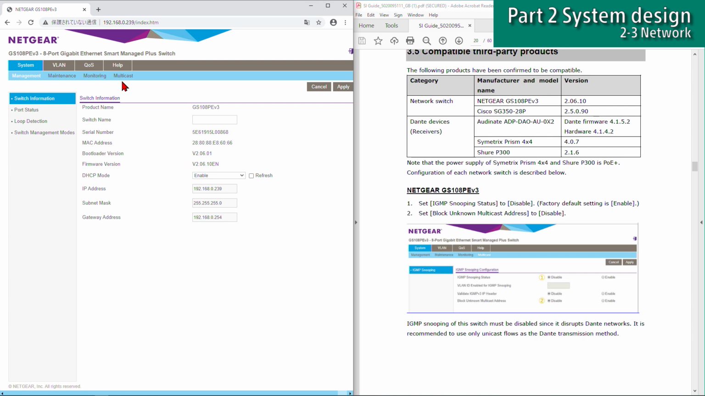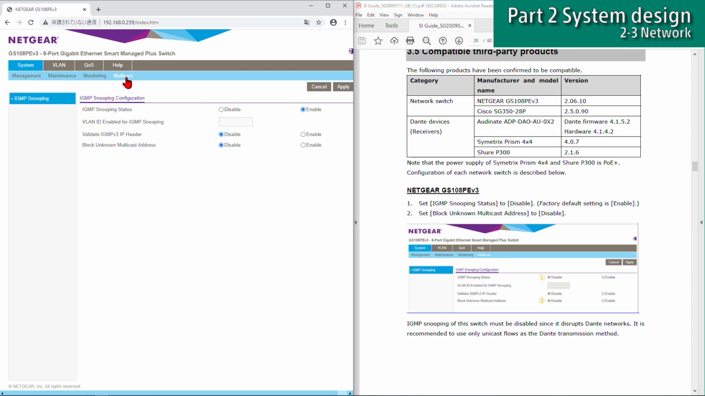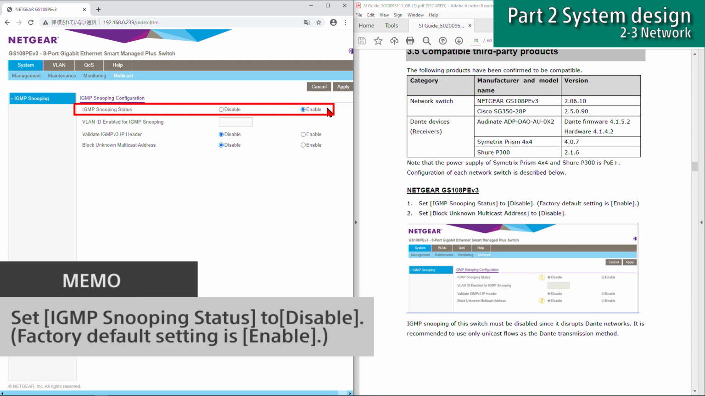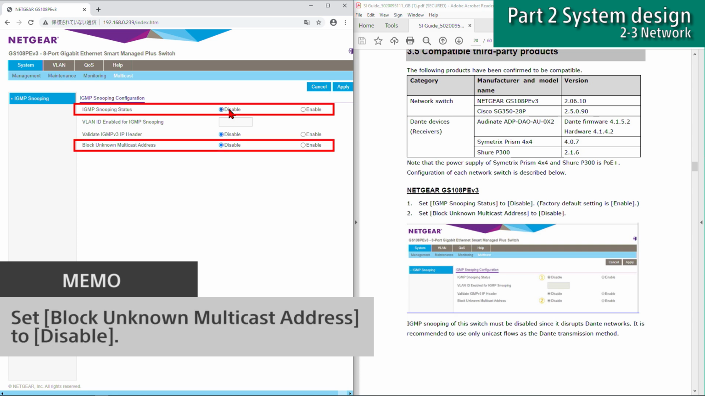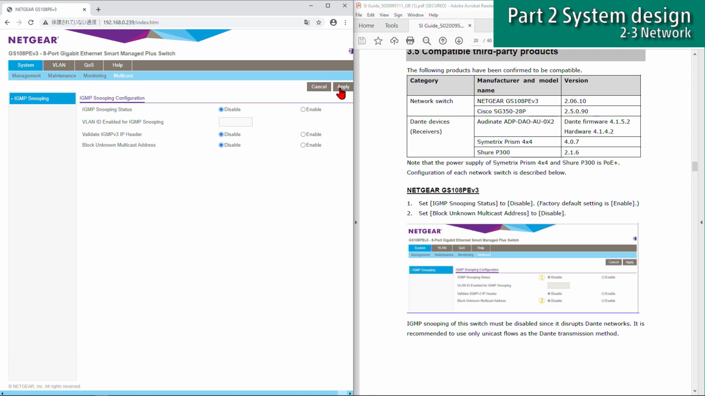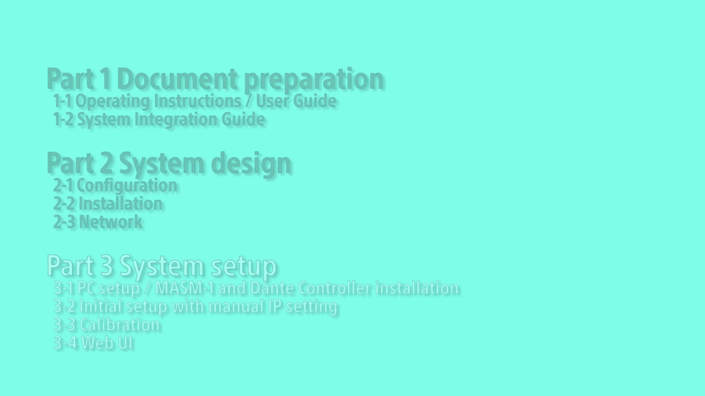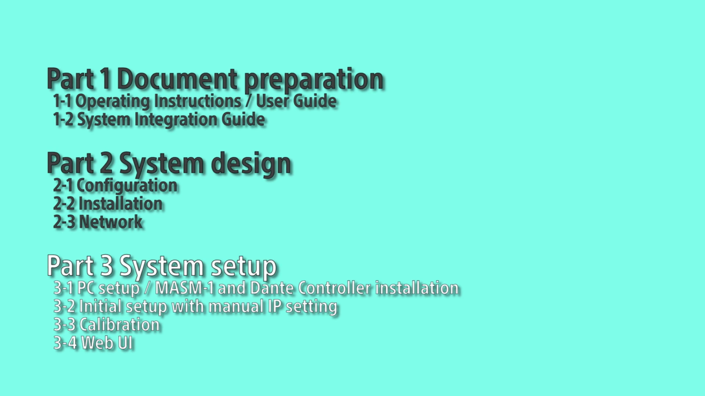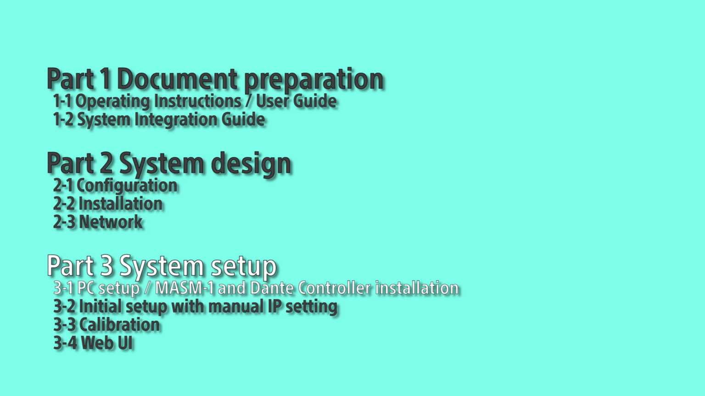So click multicast, then you can find the IGMP snooping configuration. The IGMP snooping status default is enabled, so we need to change it from enable to disable. Simultaneously, please check that block unknown multicast address is disabled. Then apply. That's it.